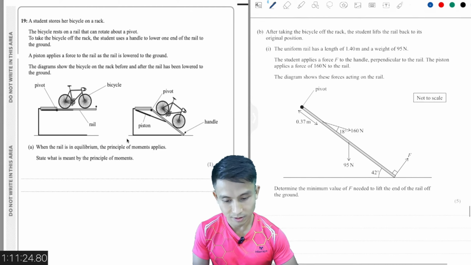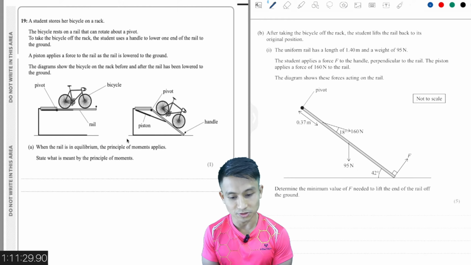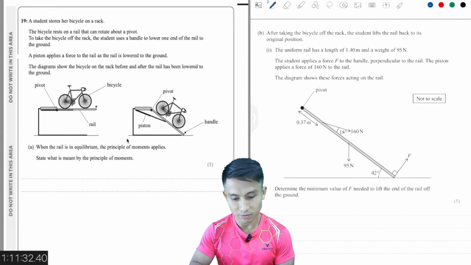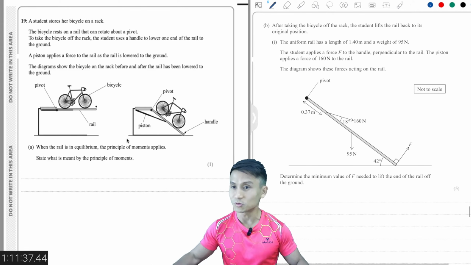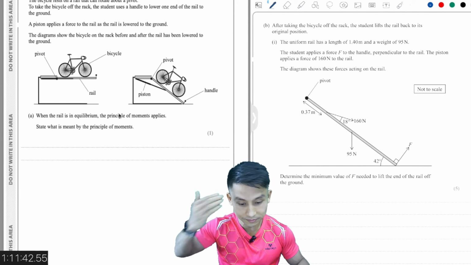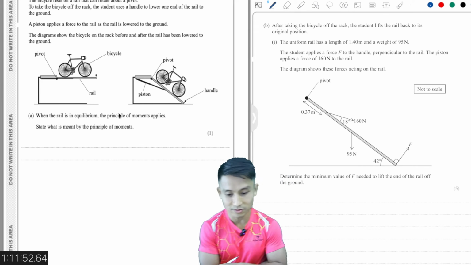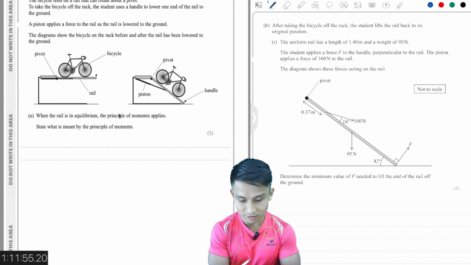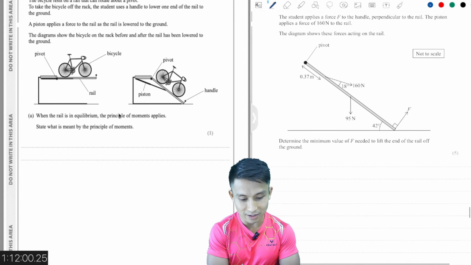After taking the bicycle off the rack, the student lifts the rail back to its original position. Wait, hang on. Oh, you can see the question here as well. The uniform rail has a length of 1.4 and a weight of that. The student applies a force F to the handle perpendicular to the rail. The piston applies a force of 160 newtons to the rail. The diagram shows this force acting on the rail. Determine the minimum value of force F needed to lift the end of the rail off the ground.